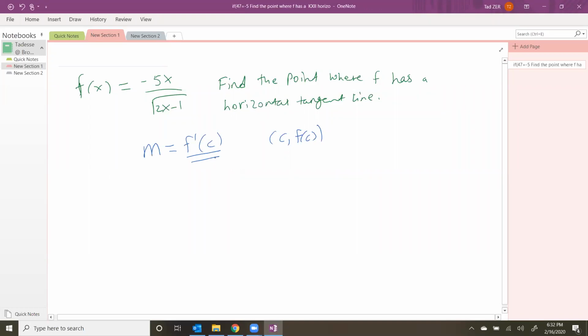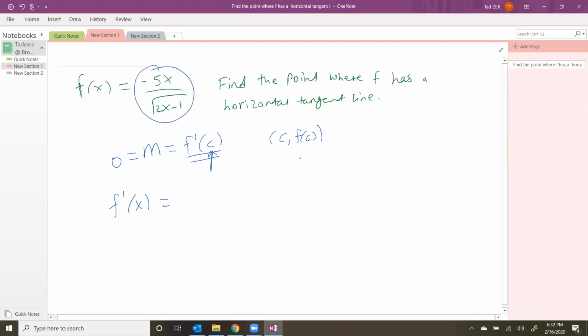In our case, it has a horizontal tangent line, which means the slope must be 0. So basically, we want to find c such that f prime at c equals 0. First, I need to find the derivative of f. I have to use the quotient rule.